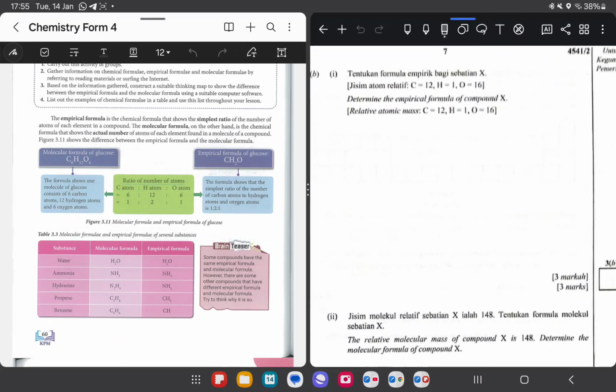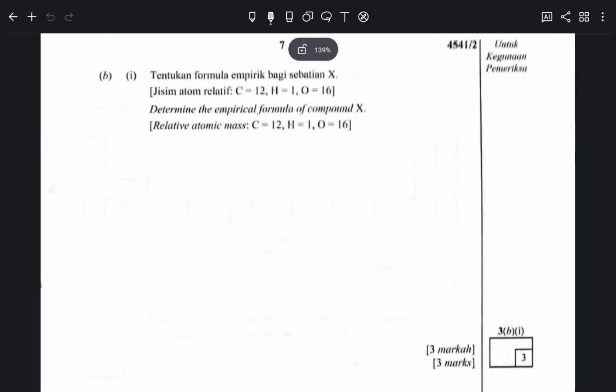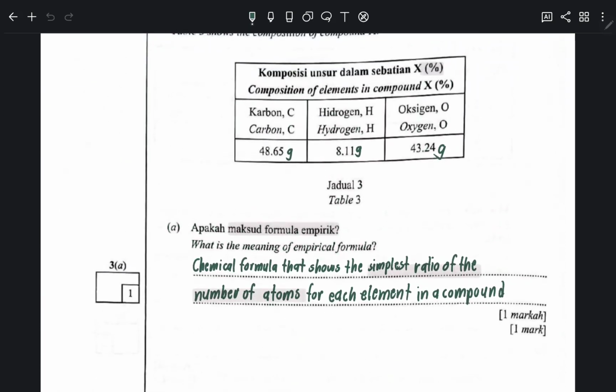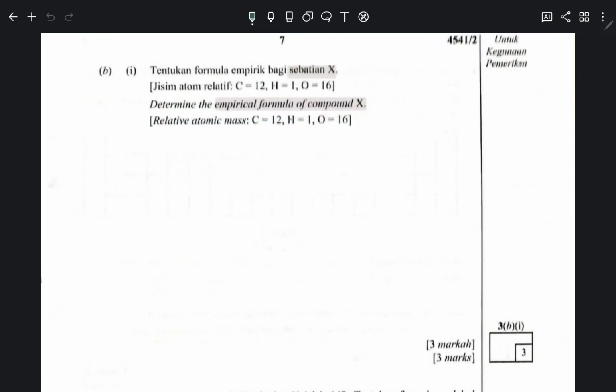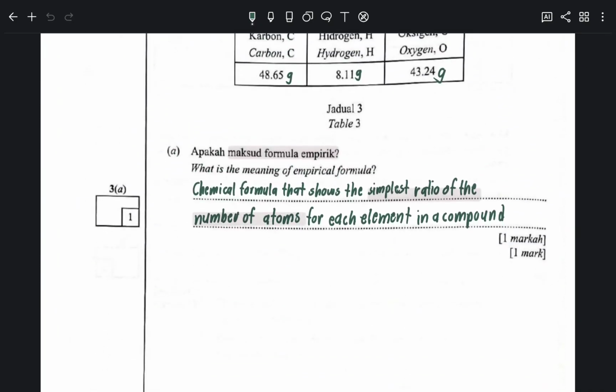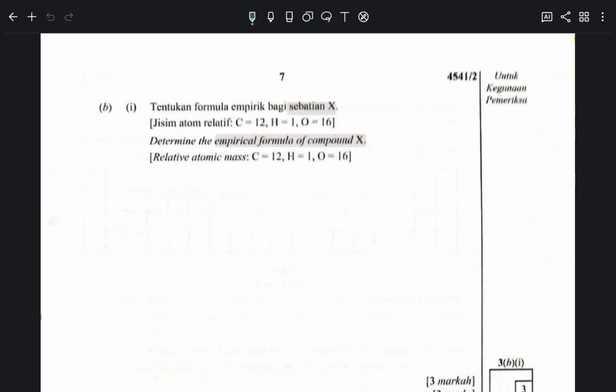Okay, next question. Tentukan formula empirik bagi sebatian X. Empirical formula of compound X. How you want to determine? Just use back this one, you boleh dapat dah. So we have carbon, hydrogen and oxygen, right? Then put all your things. You have the mass, correct? Mass u ataupun g same lah.